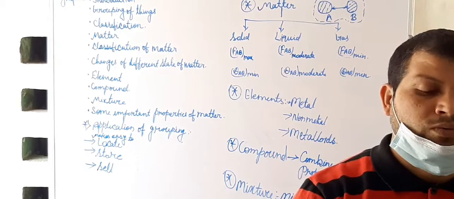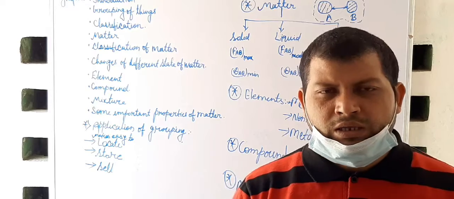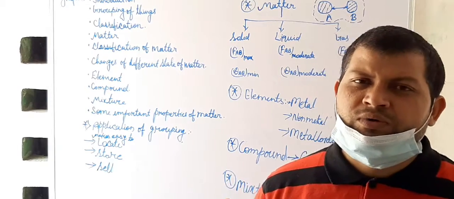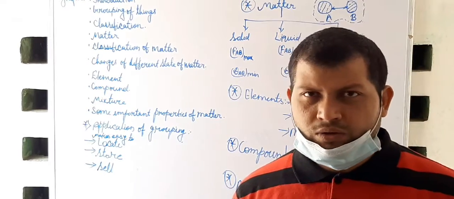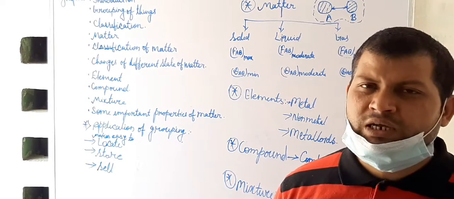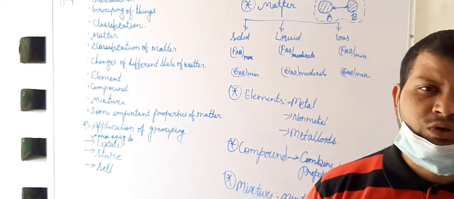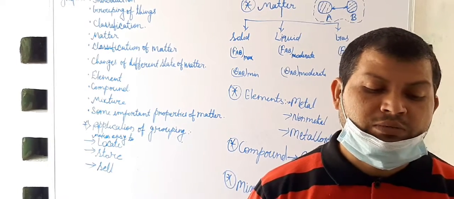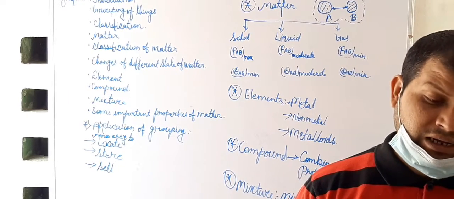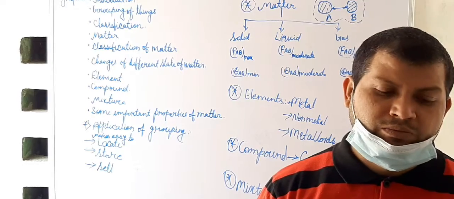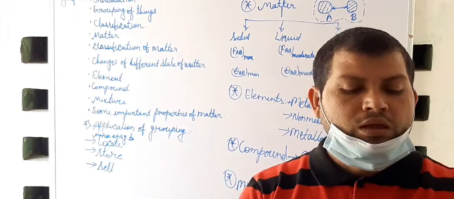So we have to know about the properties of such substances and how they can be used in our daily life. Now let us know the importance of classification. It reduces our problems and avoids confusion, and it makes the study of materials around us easy.